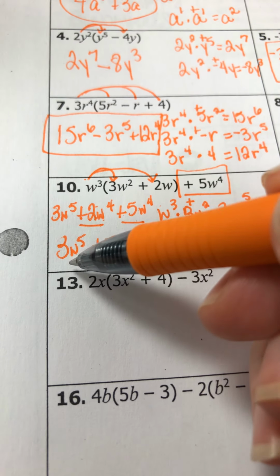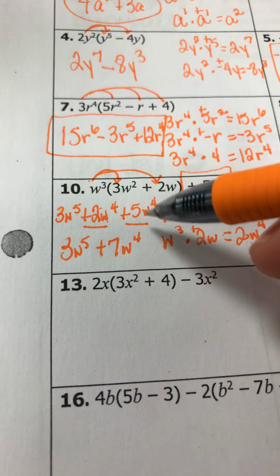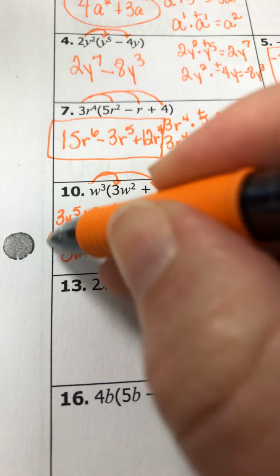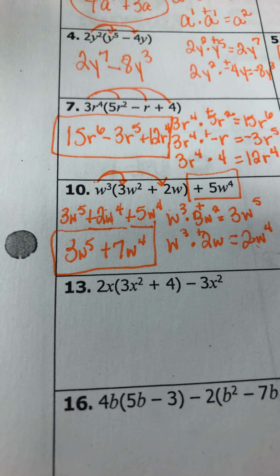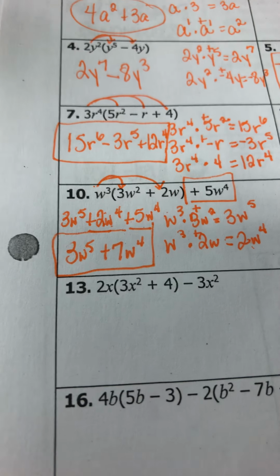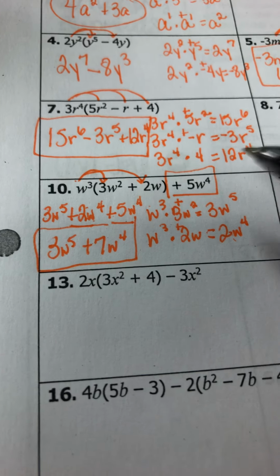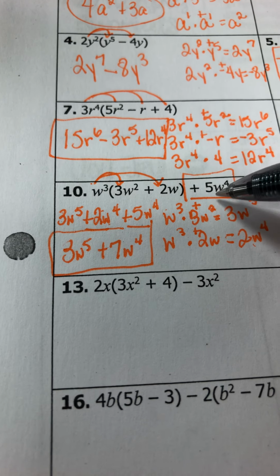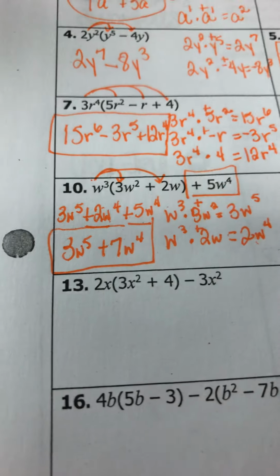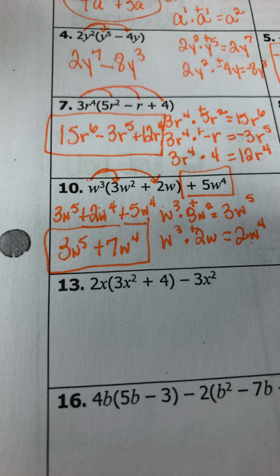So bring down the 3w to the fifth, add 2 plus 5 to get 7, and you've got 3w to the fifth plus 7w to the fourth. That's a fifth degree binomial. So we were able to use our new skill of multiplication and then our skills from Monday and Tuesday to add those two together to get like terms.